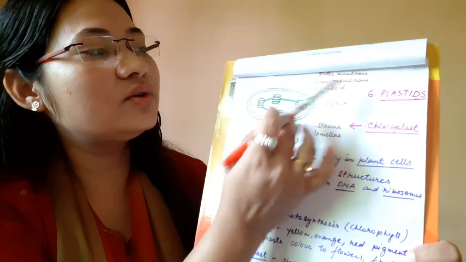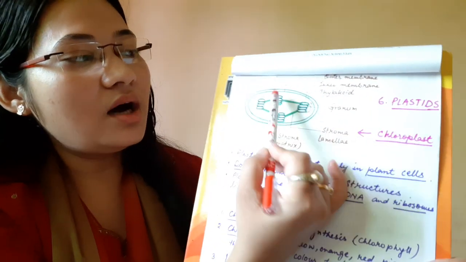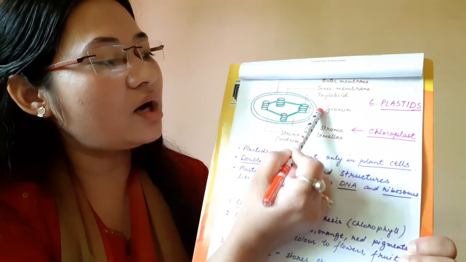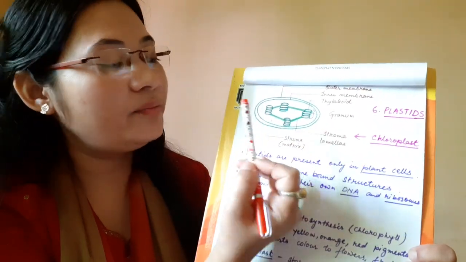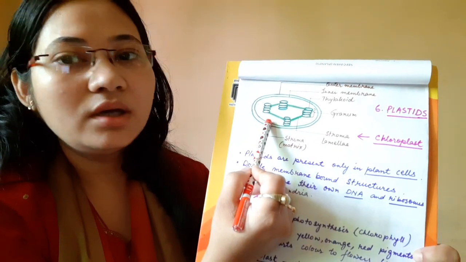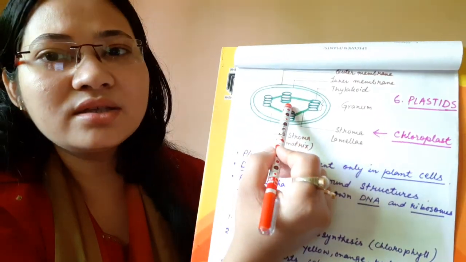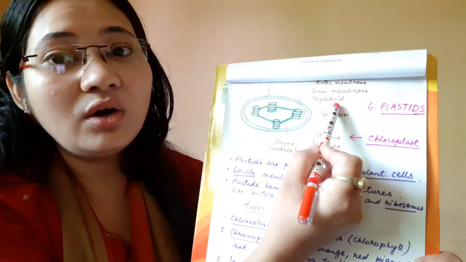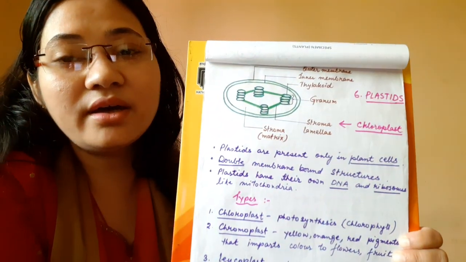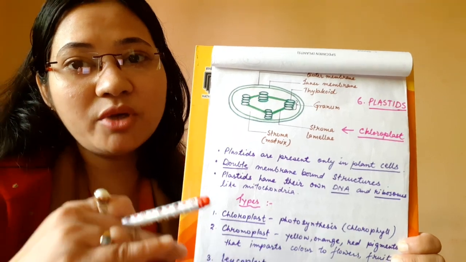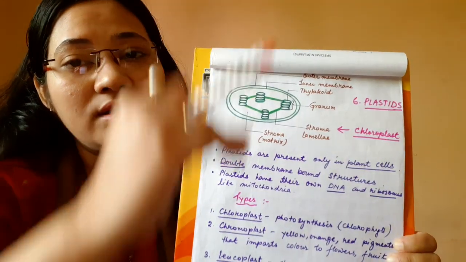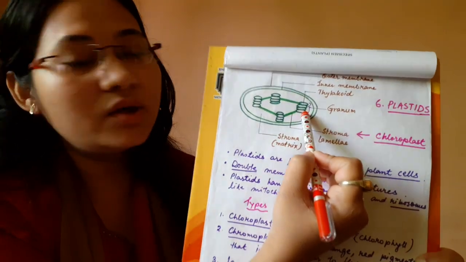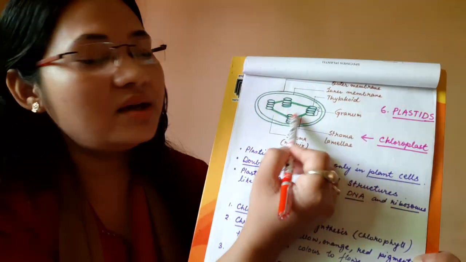In this diagram, let us quickly see the different parts. Plastids are double membrane bound structures, so they also have an outer membrane, just like mitochondria. They have an inner membrane also. You can see some coin-like structures present inside the matrix. Those coin-like structures are called thylakoids. Thylakoids are stacked over one another, present as layers, so they form a granum. Singular is granum, many are grana.